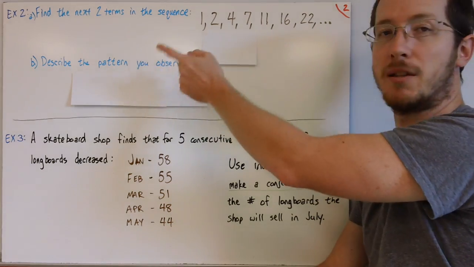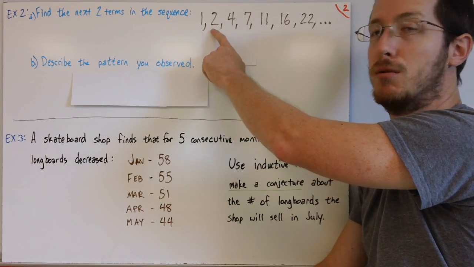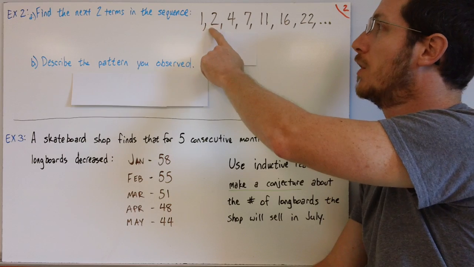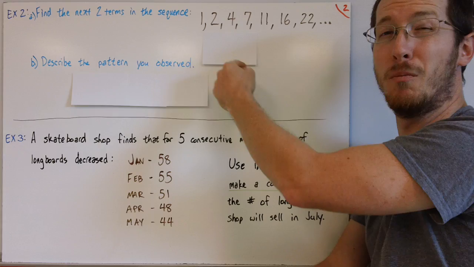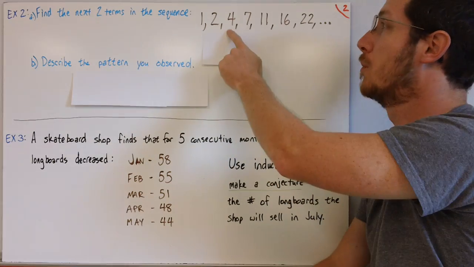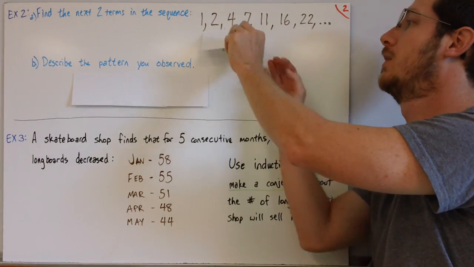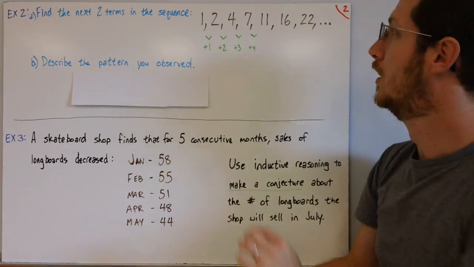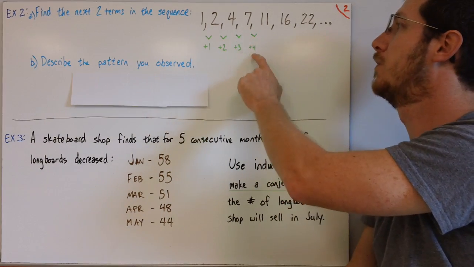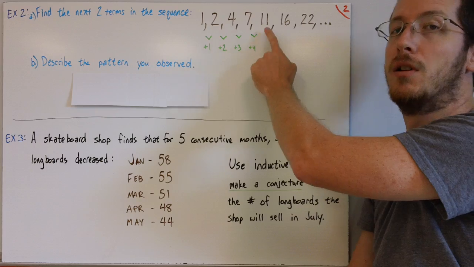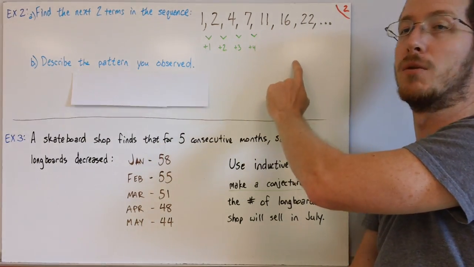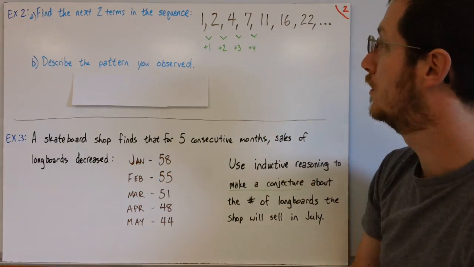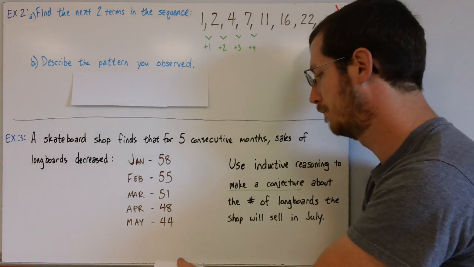Well, let's go back to addition. We saw 1 plus 1 is 2. What if instead of adding 1, we add 2? 2 plus 2 is 4. If we add 1 more than what we just added, 4 plus 3 is 7. I like that. 7 plus 4 is 11. 11 plus 1 more, 5, is 16. Plus 1 more, 6, is 22. Okay, so we've got our pattern.